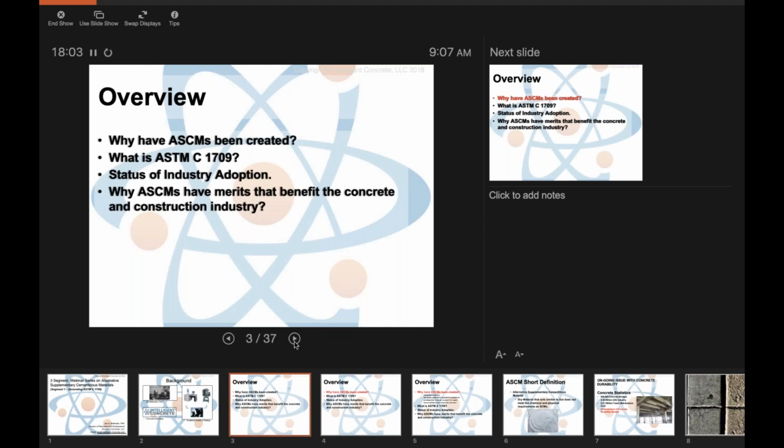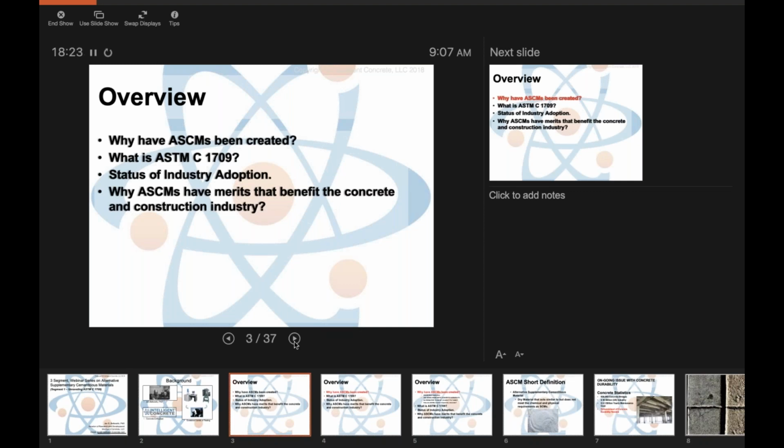It's not like getting a fly ash today where you don't know what the quality is. There is some great amount of information that has to go behind these ASCMs to bring them to market. And then finally, I wanted to hang my hat on a very specific hook. Why ASCMs have merit that benefit the concrete and construction industry.